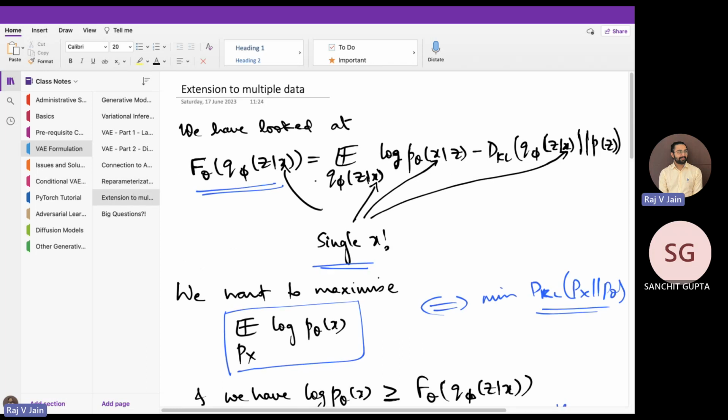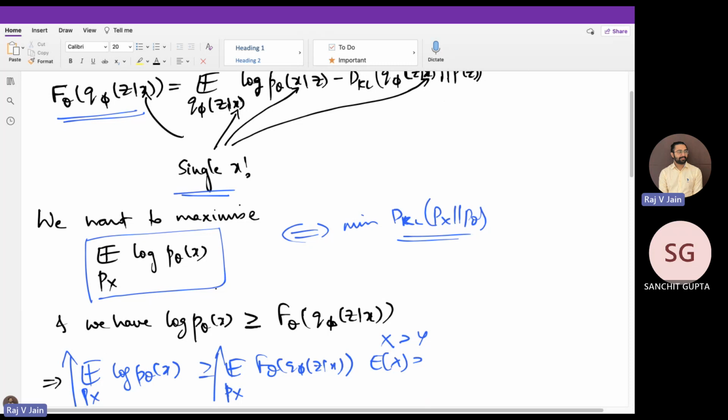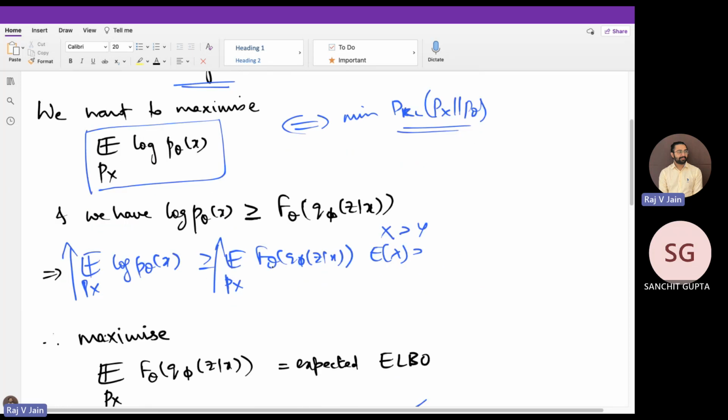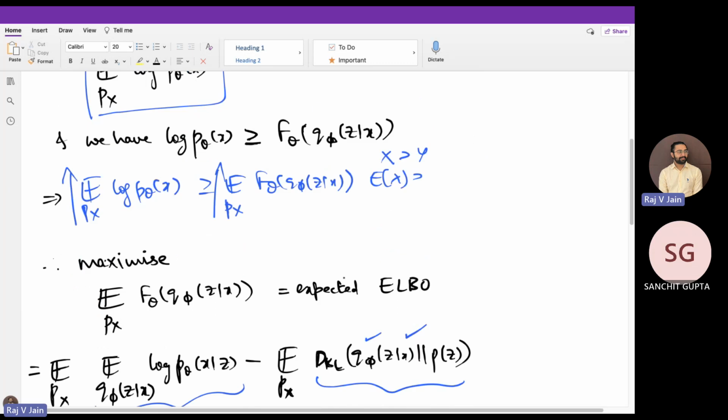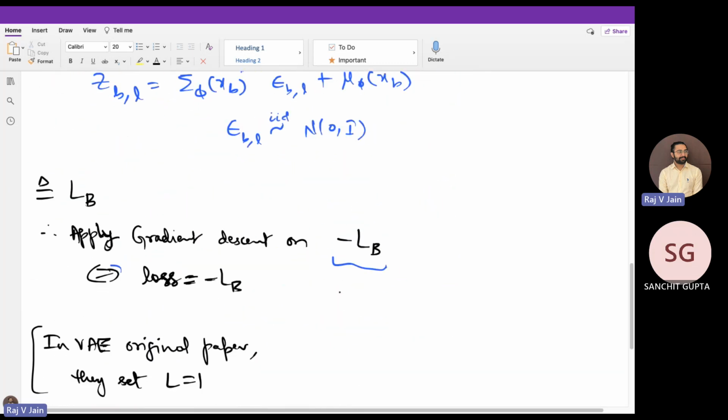We then came to the big question: if you want to maximize the expected log likelihood of the model, we need to look at all data points. So we extended this idea to looking at the expectation over all data points of the ELBO for each point. And then we looked at how we can operationalize this whole idea.